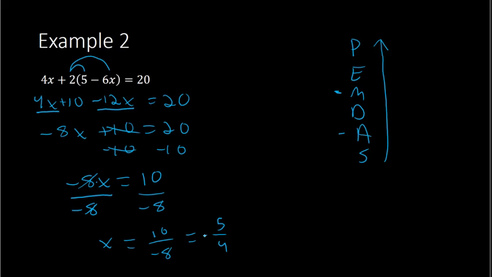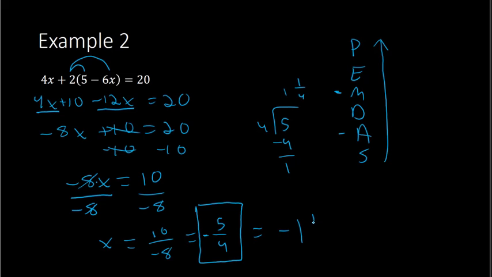And the negative, by the way, can go on the bottom, on the top, or on the side. It is all the same thing. So this is my simplified answer. If I wanted to, I could write this as a mixed number, where I take 5 divided by 4. That gives me 1. 1 times 4 is 4. Subtract, we get 1. So the remainder is 1. I could write that as a fraction, as 1 over 4. So if I wanted to, I could write that as a mixed number, and that would be negative 1 and 1/4.